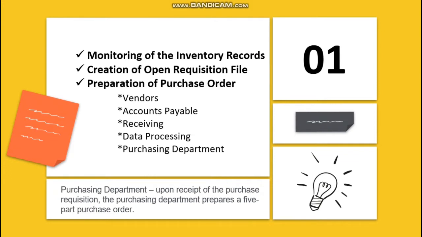This record contains the inventory item number, a description, the quantity to be ordered, the standard unit price, and the vendor number of the primary supplier. Upon receipt of the purchase requisition, we then proceed to the preparation of a 5-part purchase order in which copies go to the vendors, accounts payable, receiving, data processing, and the purchasing department's own file.